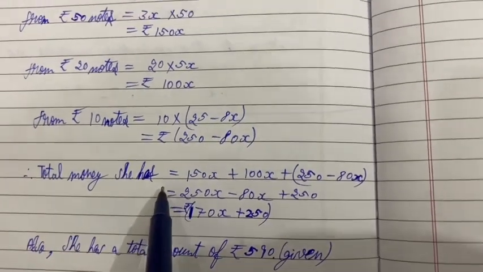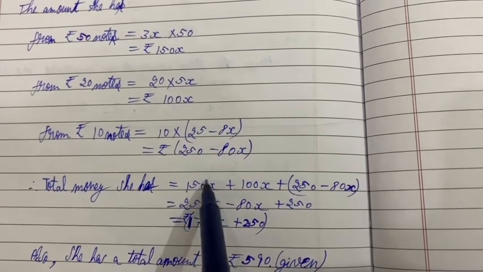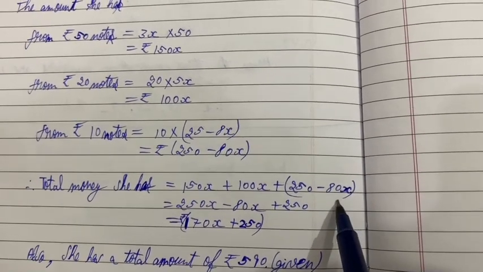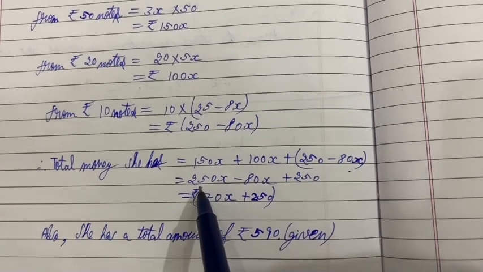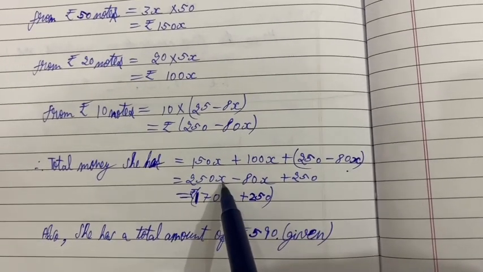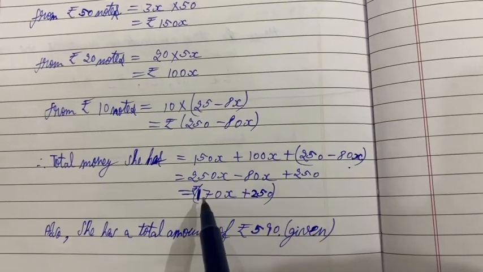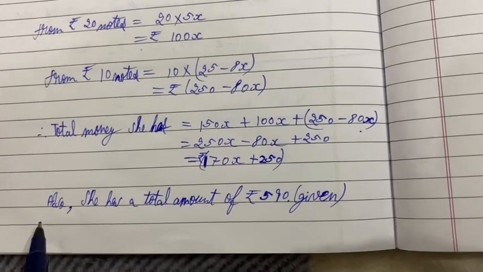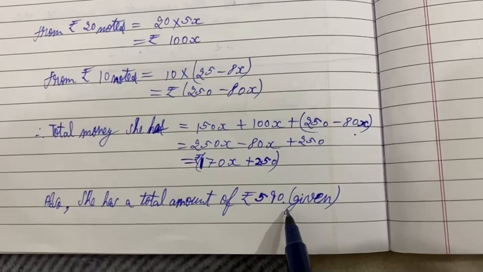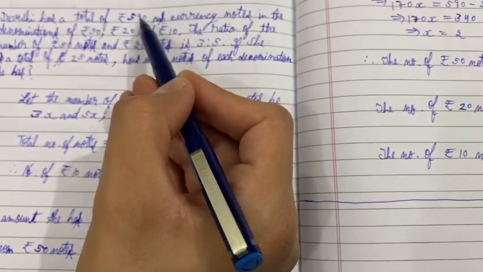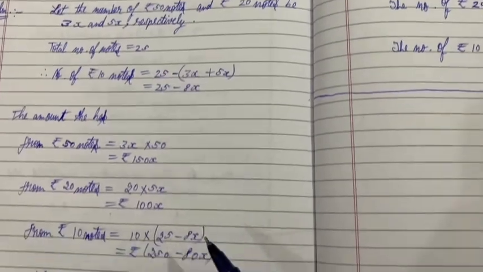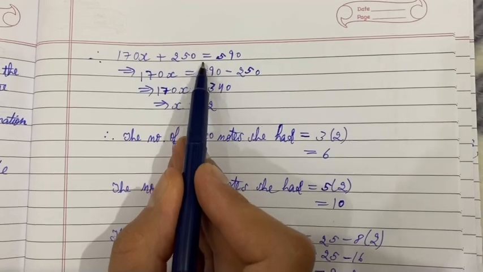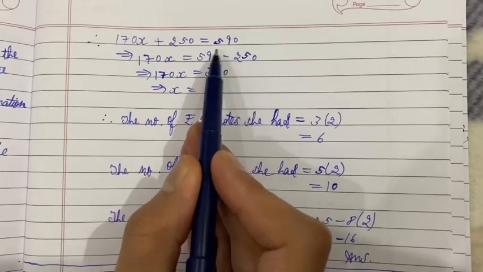Therefore, total money she has is 150x plus 100x plus 250 minus 80x. So 250x minus 80x plus 250, which is rupees 170x plus 250. Also, she has a total amount of rupees 590, which is given in the question. So therefore 170x plus 250 will be equal to 590.